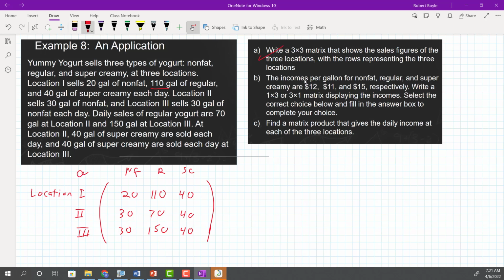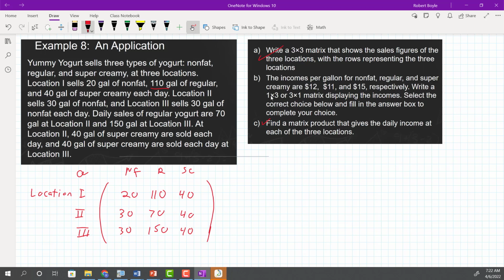Okay, part B tells us that the incomes per gallon for non-fat, regular, and super creamy are $12, $11, and $15. And we want to write a 1x3 matrix or a 3x1 matrix displaying the incomes. We want to select the correct choice below and fill in the box to complete that particular choice. And what you want to do is do this in such a way that we can actually multiply the two matrices, because that's what's coming up with C.